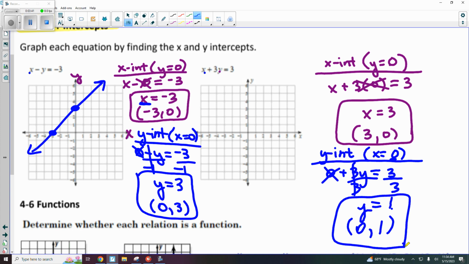So 3, 0 is on your x-axis. So we go to the x-axis, and +3 is right 3. Alright, your y value here is 1. So on the y-axis, we go up to 1. Or 0, 1 is the origin, then up 1. And now, once again, just do your best to make a straight line there.